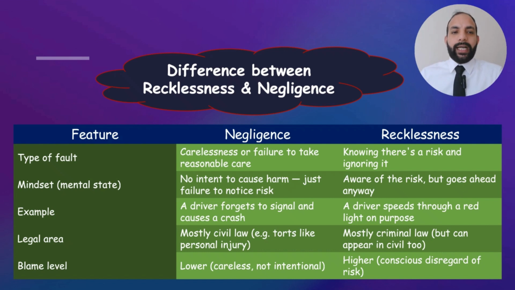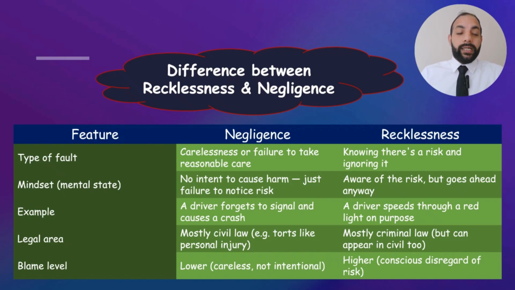The first is the type of fault. In negligence, it is carelessness or failure to take reasonable care. If somebody didn't take proper reasonable care to do his job, that is negligence. In recklessness, knowing there is a risk and ignoring it. In negligence, he failed to take reasonable care even though he doesn't know what the possible risk could be. But in recklessness, he or she knows that there could be a risk, but knows that and then ignores it.